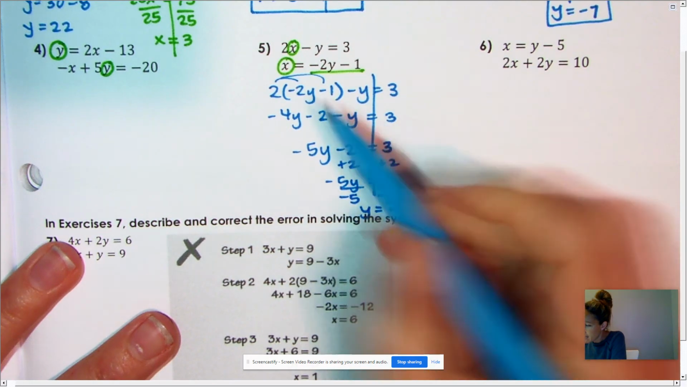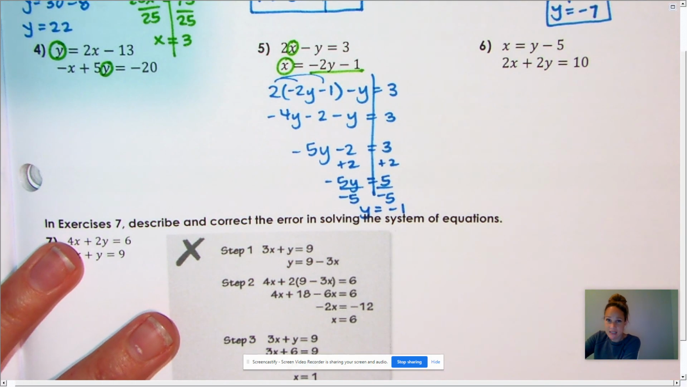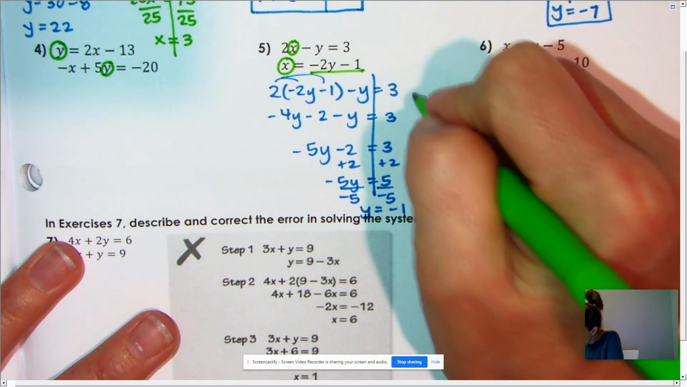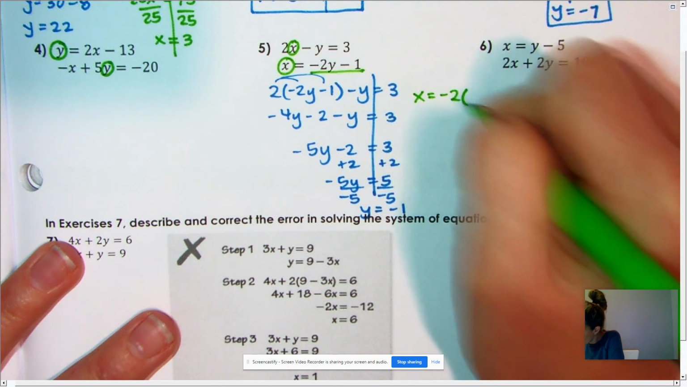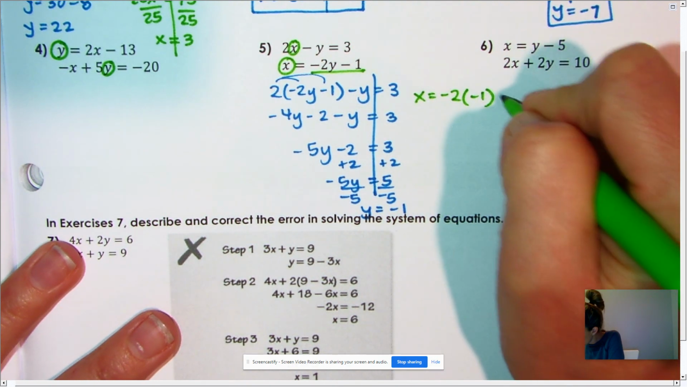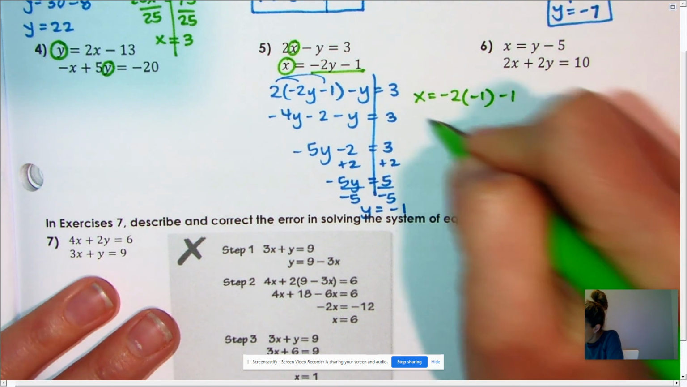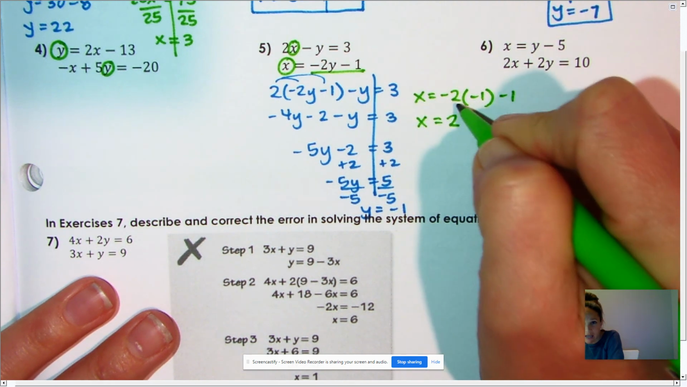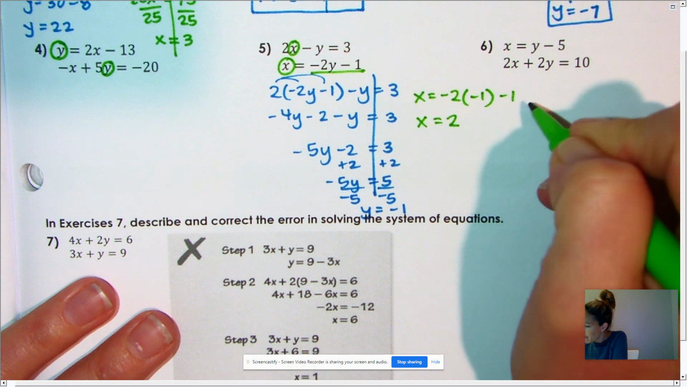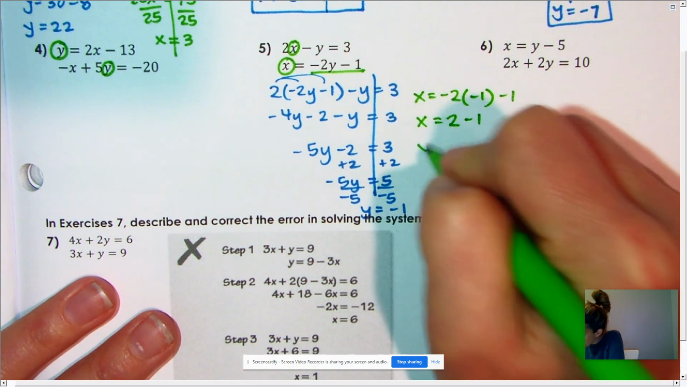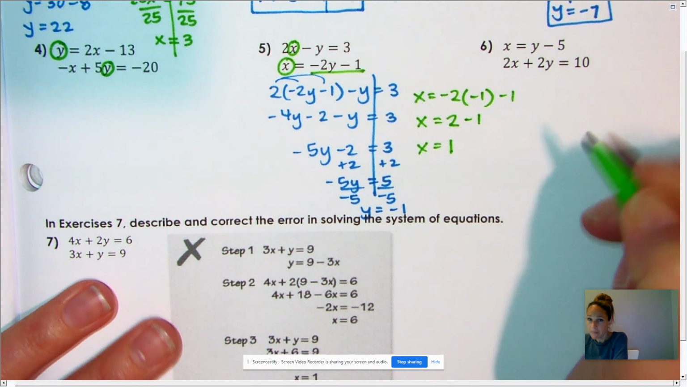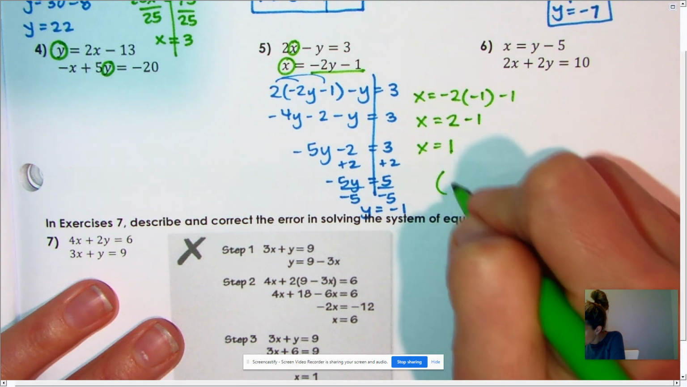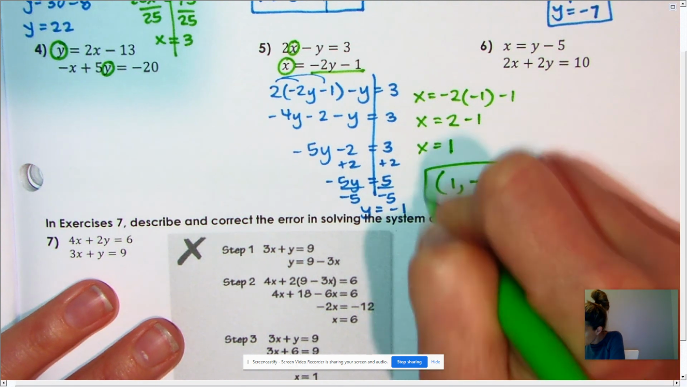Now I'm going to plug that back in and find what x is. So I'm going to say x is equal to negative 2 times negative 1 minus 1. So we have x is equal to positive 2. Remember, a negative times a negative is positive, minus 1. So x is equal to 1. All right, so our final answer we write as 1, negative 1, and there we go.